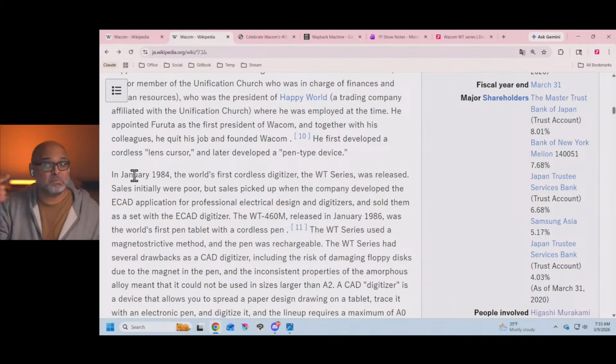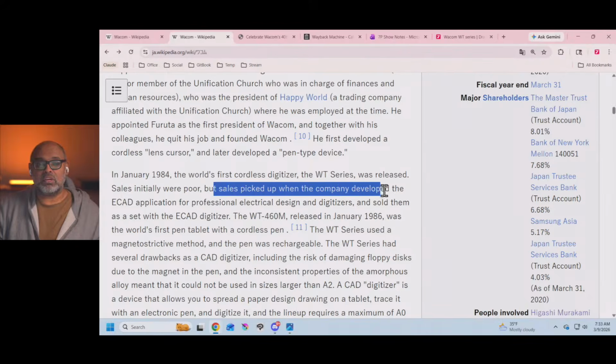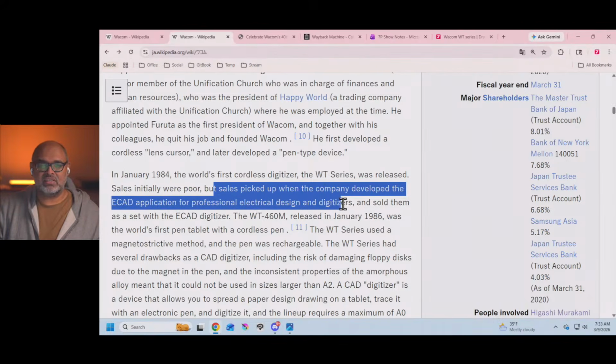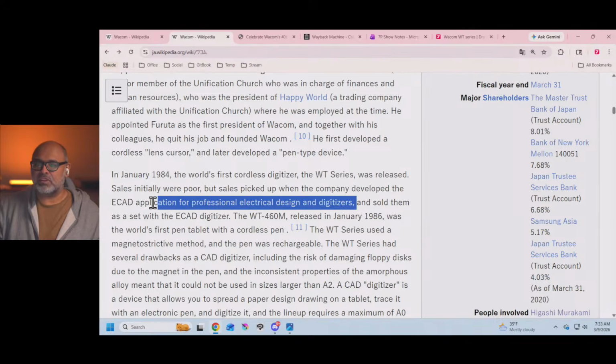And you'll see how Wacom's business changed. We're going to see why Wacom got popular. So the WT series was released. Sales were initially poor, but sales picked up when the company developed an ECAD application for professional electrical design and digitizers. So this is the first hint about the different scenario these things are used for.